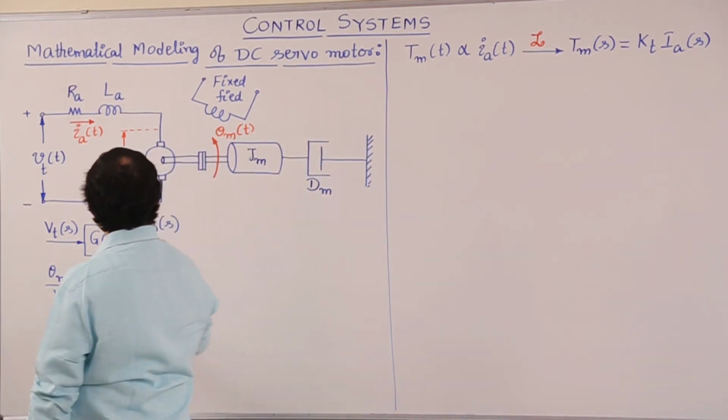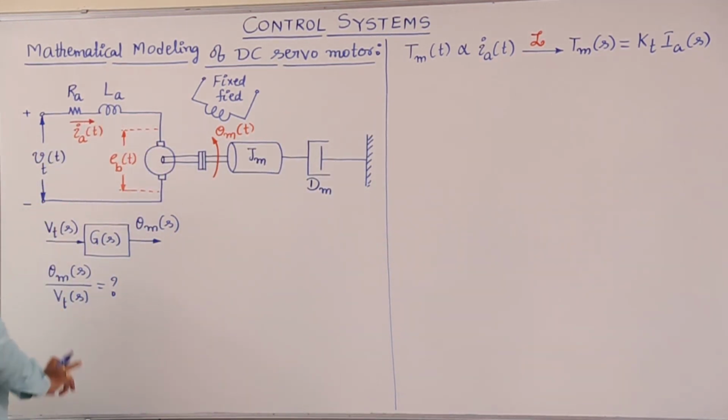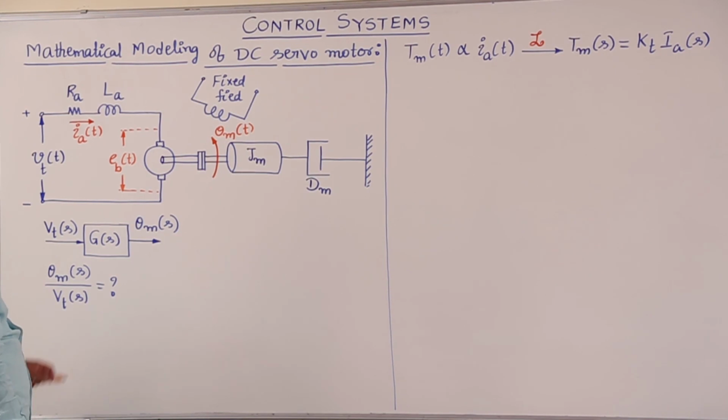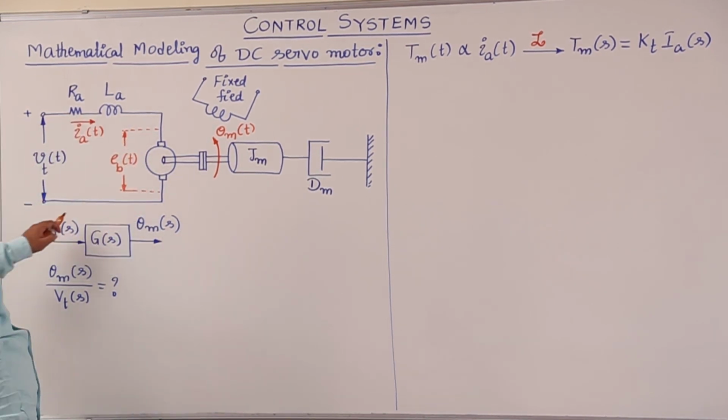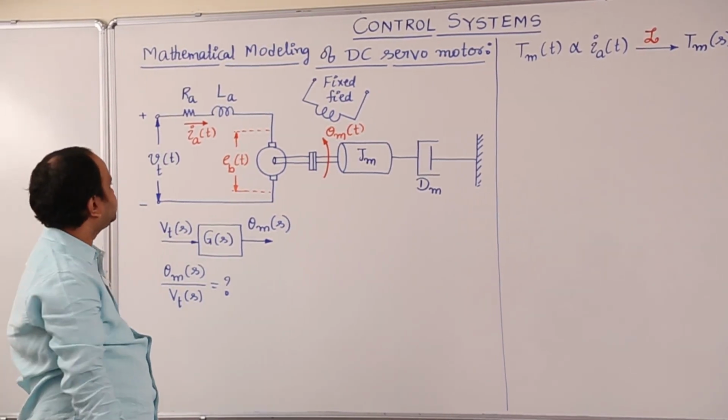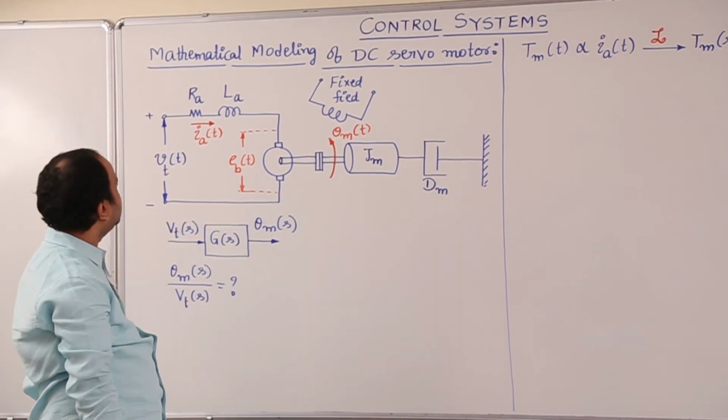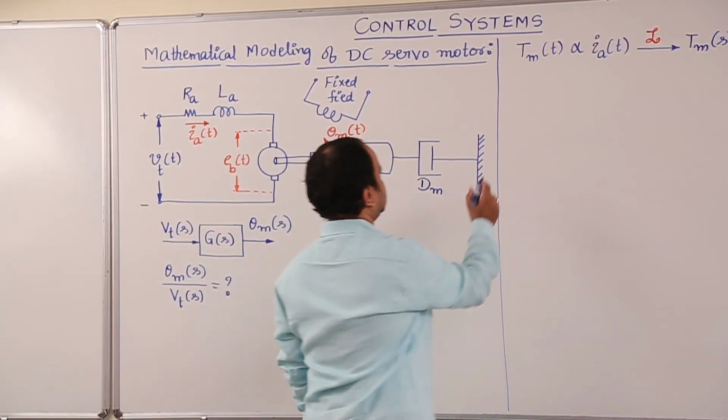Next, in this equivalent circuit diagram, suppose if we write KVL for it, what will we get?